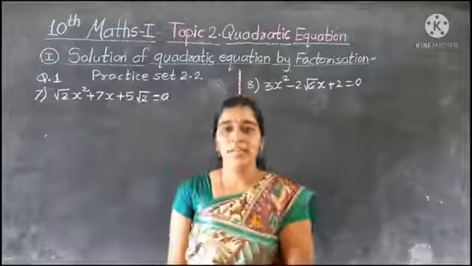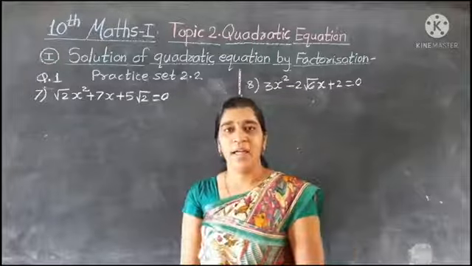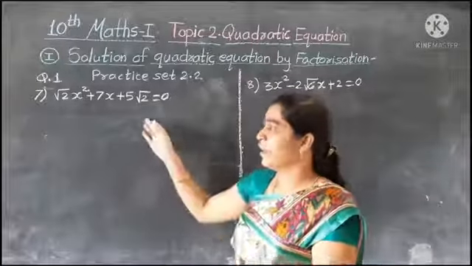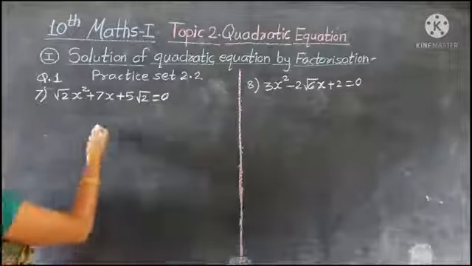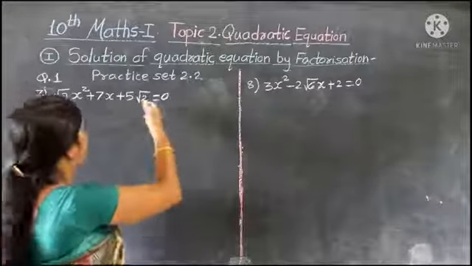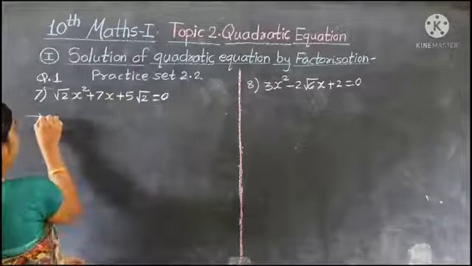See students, in question number 1, the 7th example is given activity based. Activity type it is given. You solve it. 7 and 8: in these two examples there is a root sign given. So see how to find.